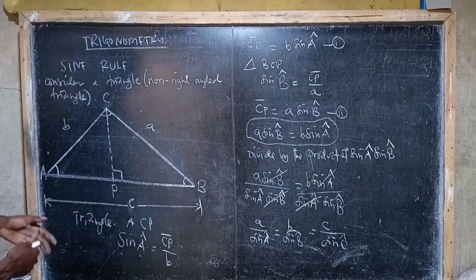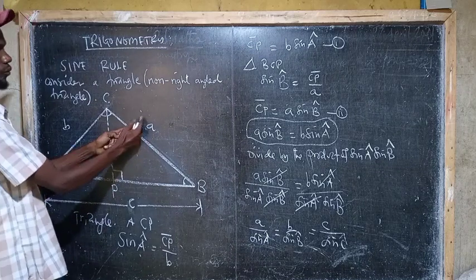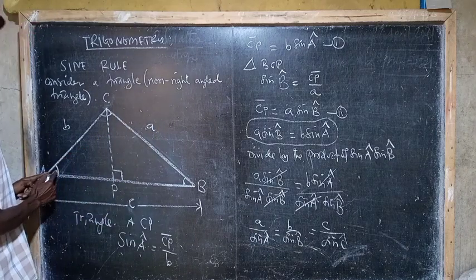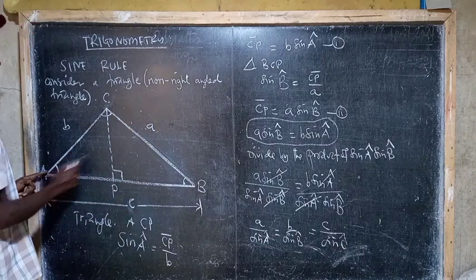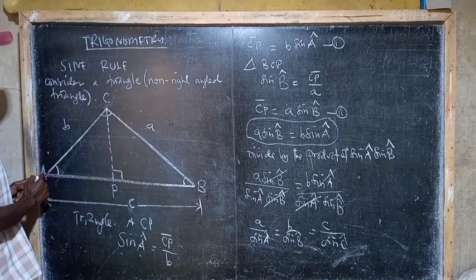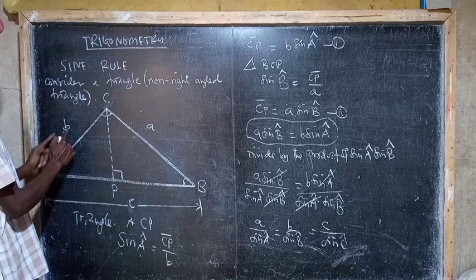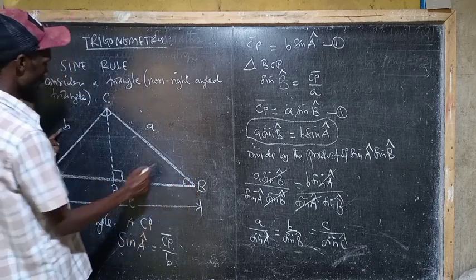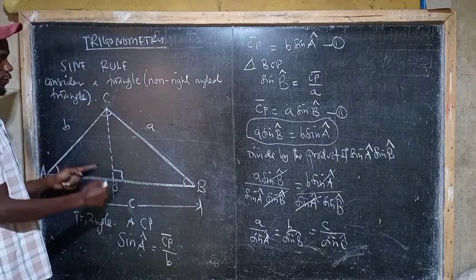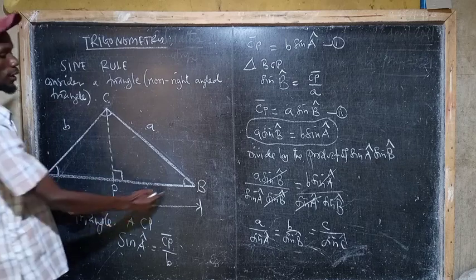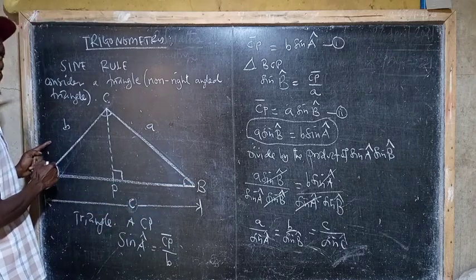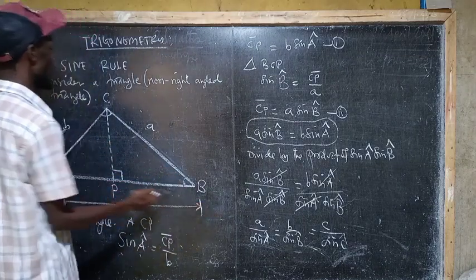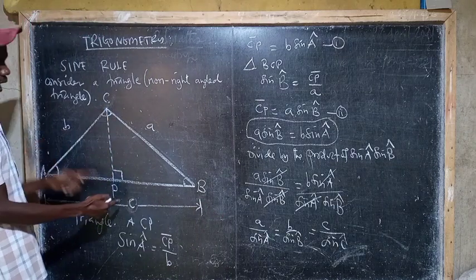Tafsiri yake ni kwamba kumbe ukichukua side A divided by sine of its opposite angle, A over sine of the opposite angle ambayo ni A, halafu B over sine of the opposite angle ambayo ni B, halafu C over sine of its opposite angle. Maana yake ni B gawanya kwa opposite angle, lakini sine yake. Halafu hapa ni C gawanya kwa sin C.